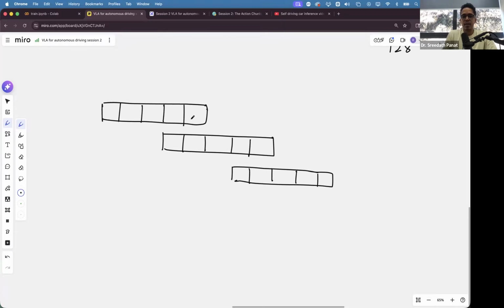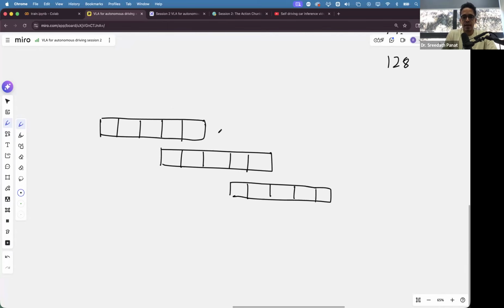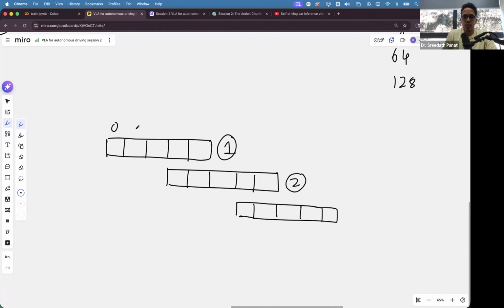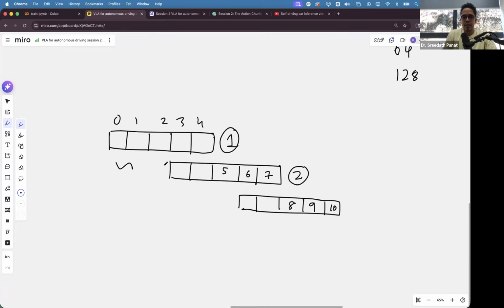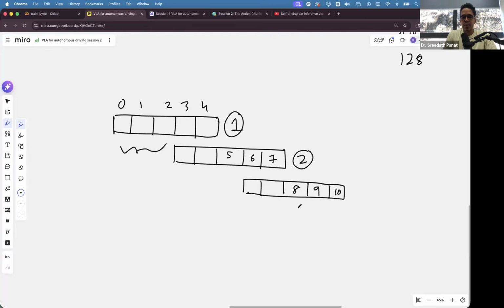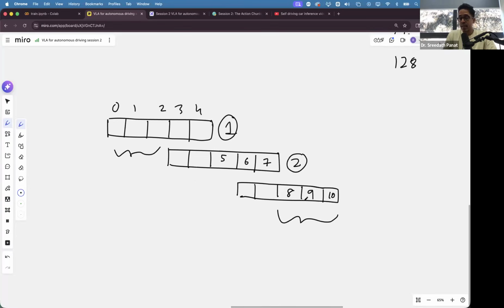So now what happens is, look at chunk number 1 and chunk number 2. These are time steps 0, 1, 2, 3, 4, and this is 5, 6, 7, 8, 9, 10. For time steps 1, 2, 3, these 3 actions are unique. For 8, 9, 10, these 3 actions are unique. But for time steps 3 and 4, there is an overlap.